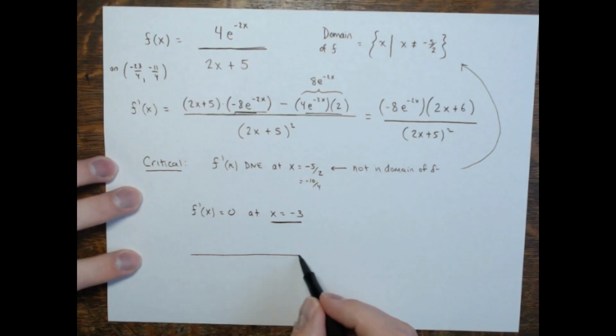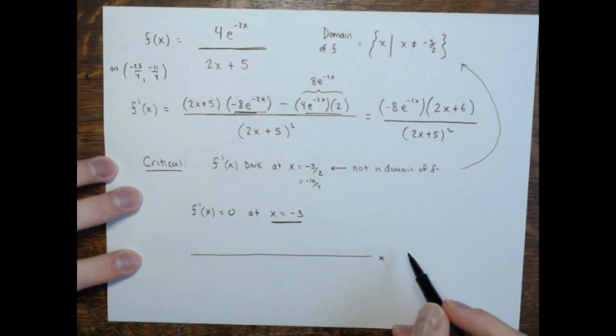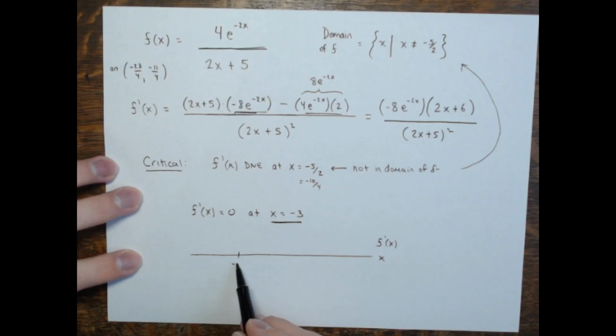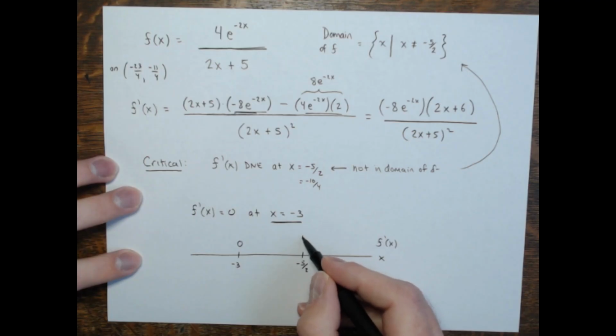All right, now I'll still do this same number line deal. X and f prime of x. You've got negative 3 where the derivative is 0. And again, I know this isn't in the interval, but I'm still going to mark it down. This negative 5 halves, negative 2.5, where it's undefined.